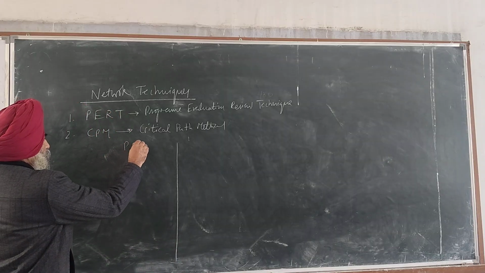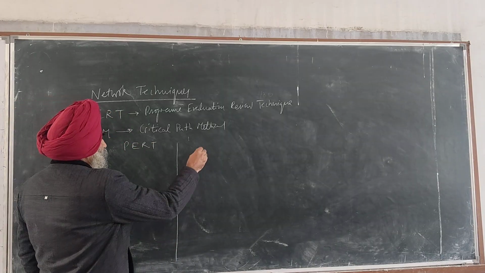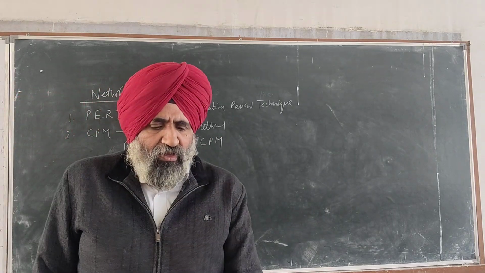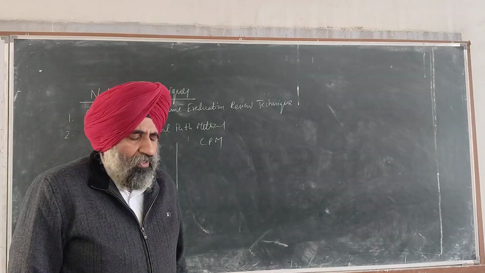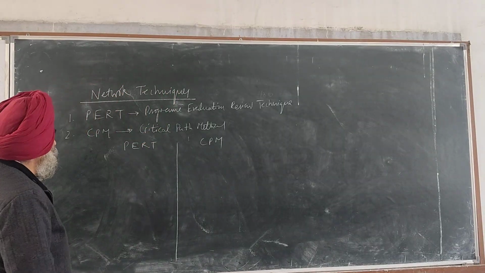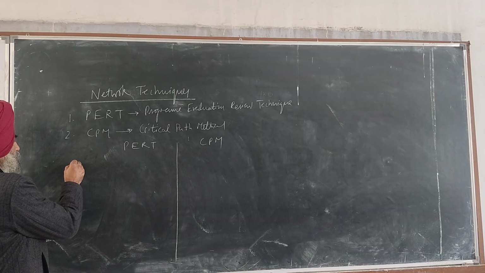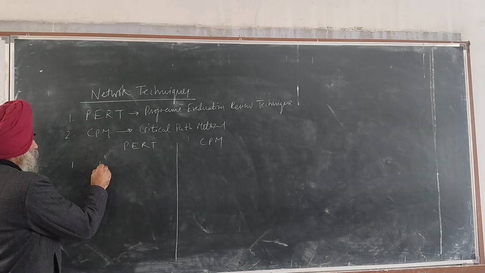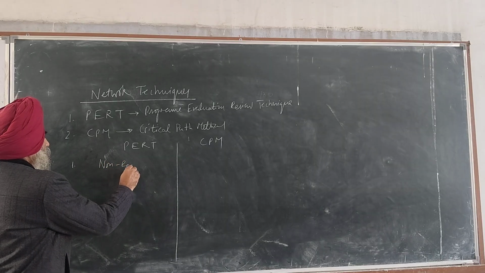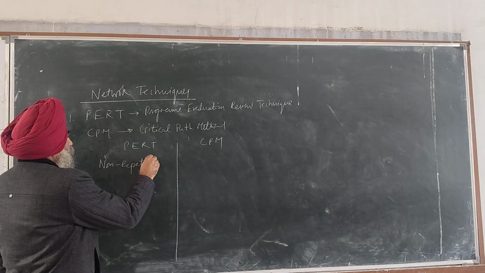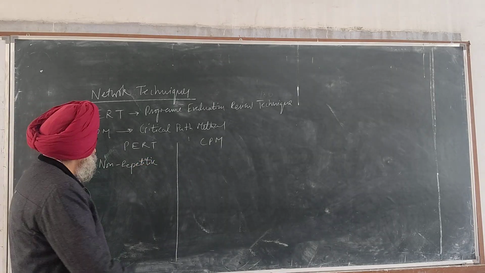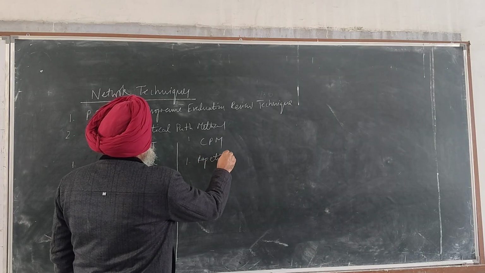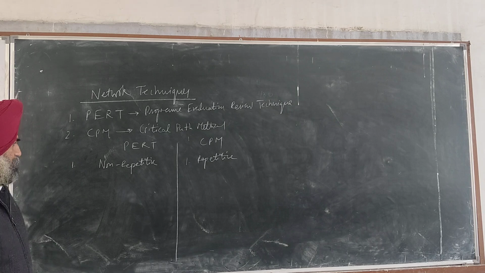Now we will distinguish what is the basic difference between the PERT and CPM. We'll take the two distinguished points, and on the basis of that we will decide the difference. PERT, as the word indicates, is the program evaluation. This is the first point of difference: it is applicable for non-repetitive jobs, non-repetitive projects or jobs. CPM is for repetitive. I will discuss the difference between the repetitive and the non-repetitive projects and jobs.